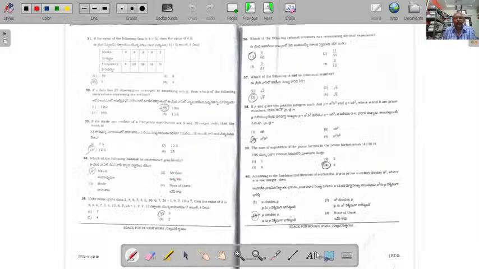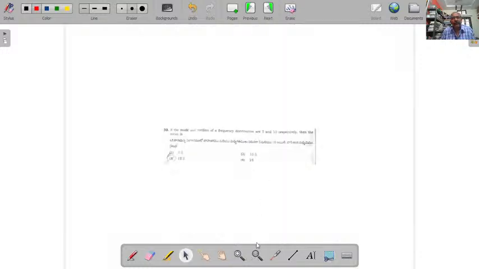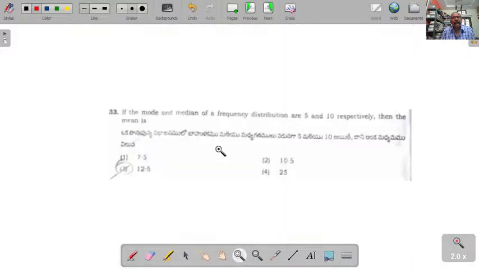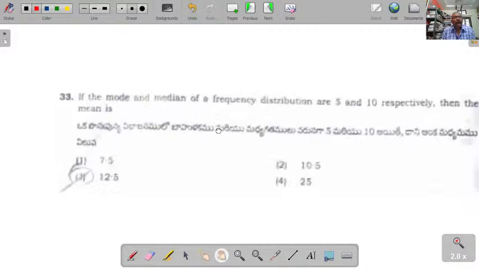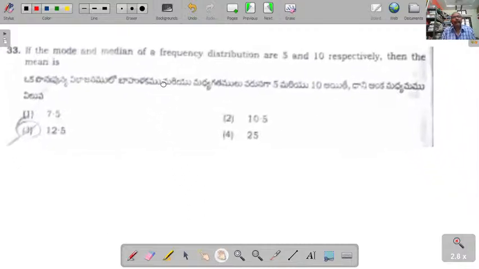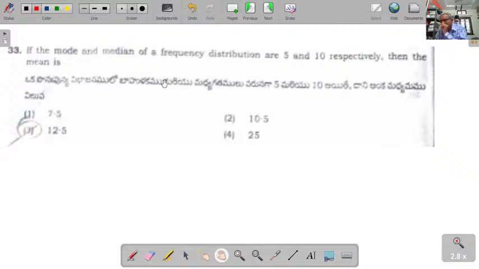So let us move to the 33rd problem. The 33rd problem. Right, let us magnify this one. I hope it's very clear to you. Now, are you able to see it?